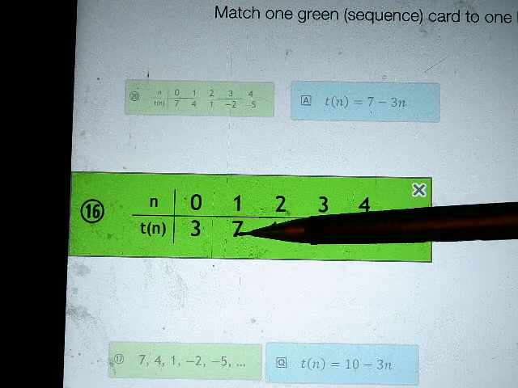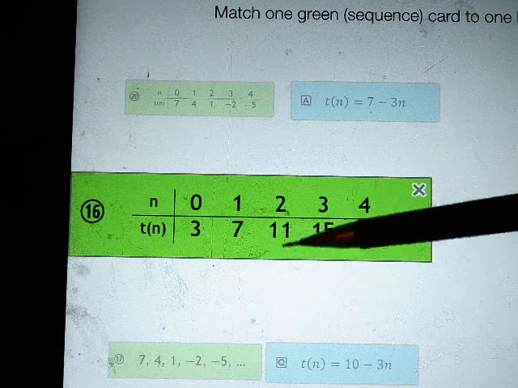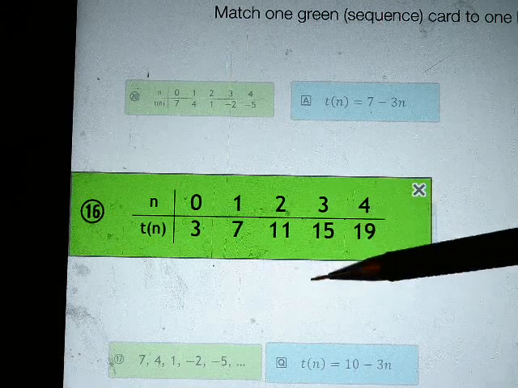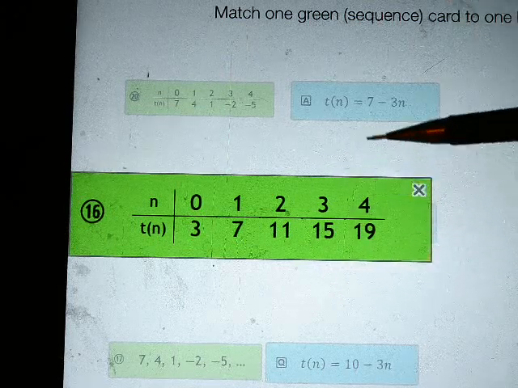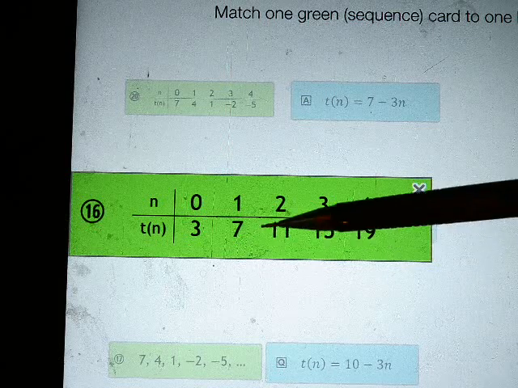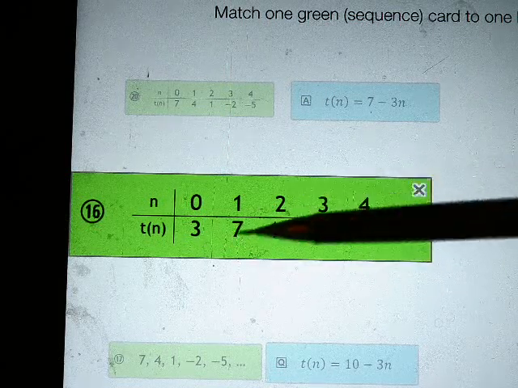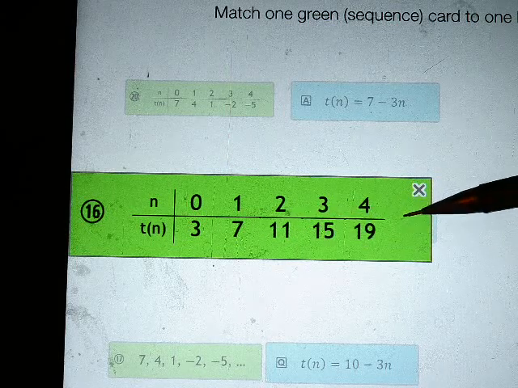3 plus 4 is 7, plus 4 is 11, plus 4 is 15, plus 4 is 19. This one's arithmetic and its adder is 4. So the adder is the number that makes the pattern go, the number that adds to each value that gives us the next one in the sequence.